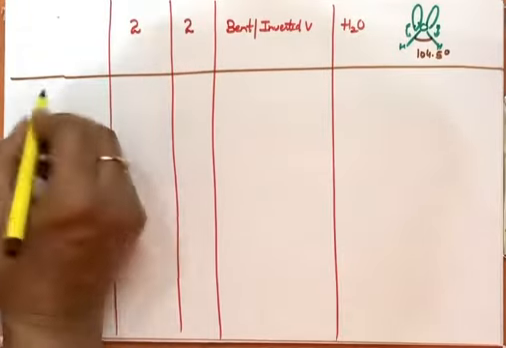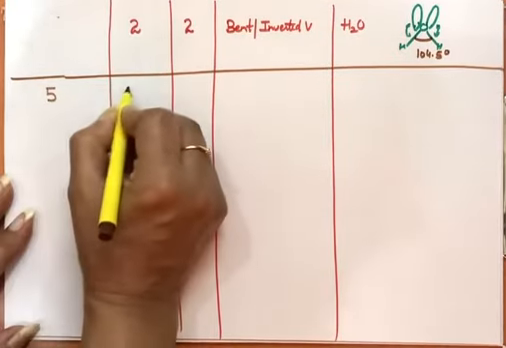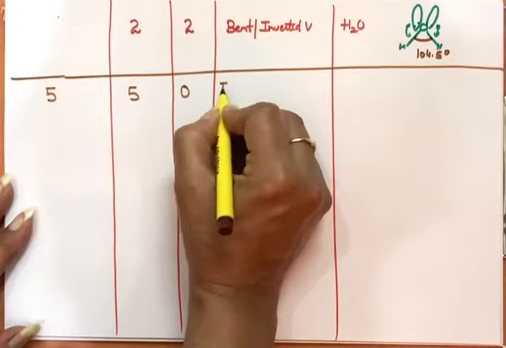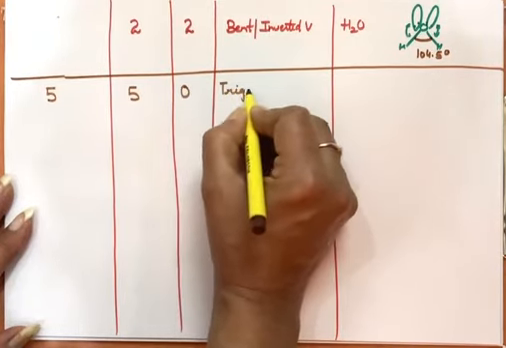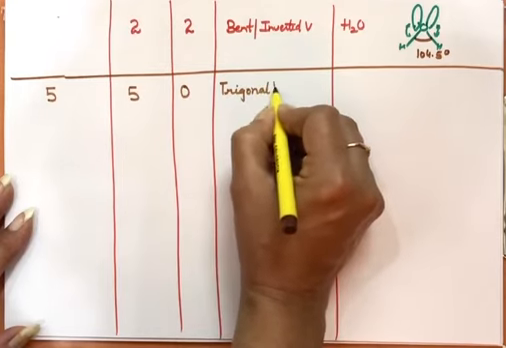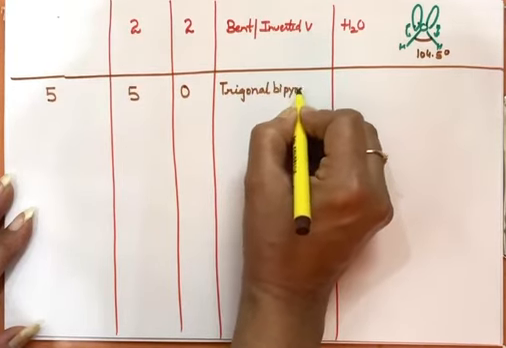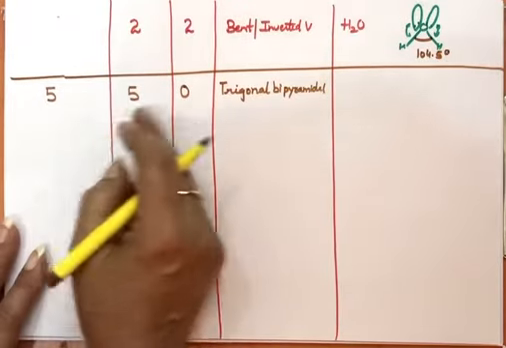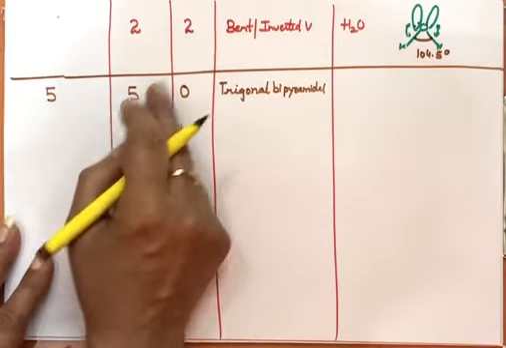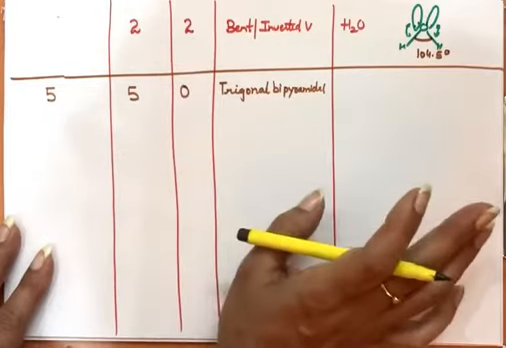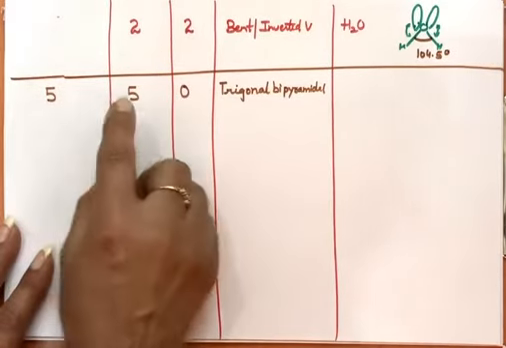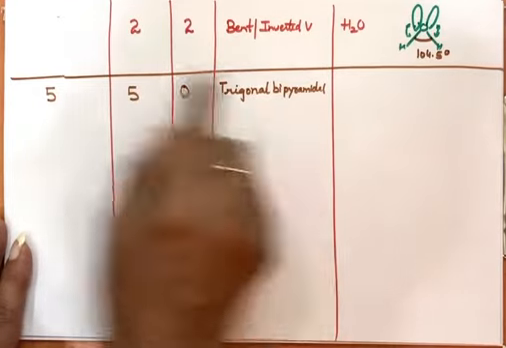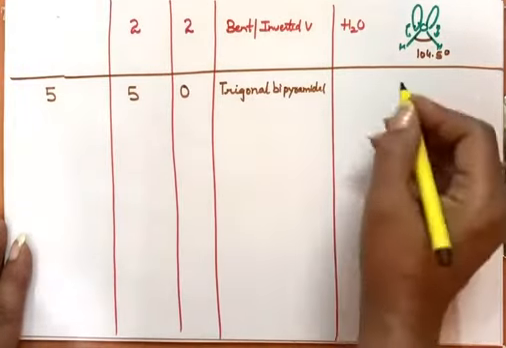Next, if there are 5 electron pairs, all 5 are bond pairs, no lone pair is there, then the geometry is regular, and that is called trigonal bipyramidal geometry. This table we have to learn only, that if these many bond pairs are there, what will be the geometry, and if these many bond pairs and these many lone pairs are there, what will be the geometry, so that we have to learn only. So if there are 5 bond pairs and no lone pair is there, geometry is trigonal bipyramidal.